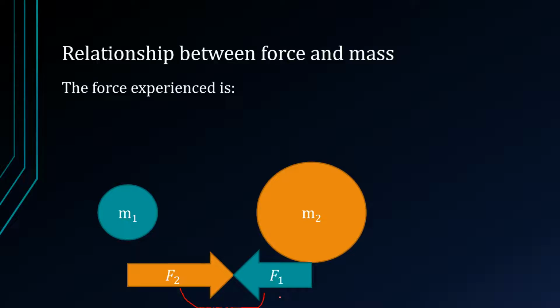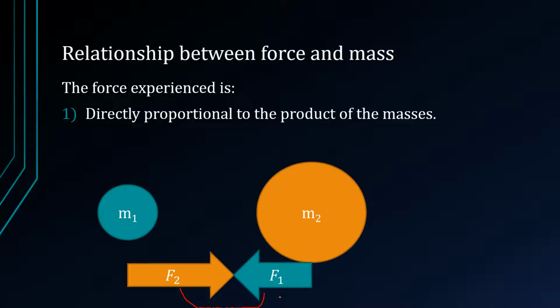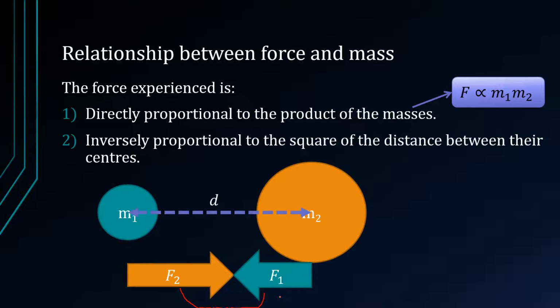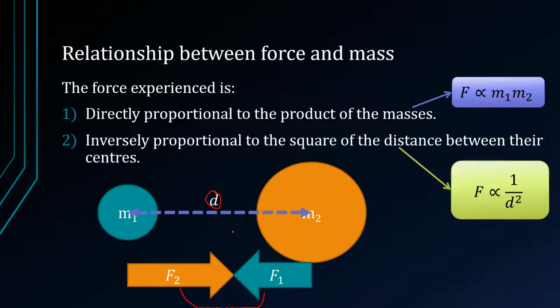The force experienced is directly proportional to the product of the masses. That means F is directly proportional to m1 multiplied by m2. And it is inversely proportional to the square of the distance between their centers, represented by the symbol d over here. That means F is directly proportional to 1 upon d squared.